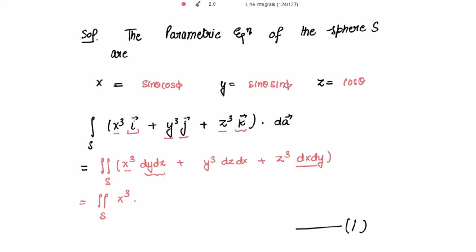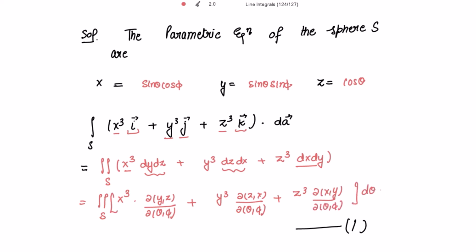By the rule of the change of variables, for the integral we write x cubed into, this is dy dz, so you have to write partial yz divided by partial theta phi, plus y cubed, this is dz dx, so write partial zx divided by partial theta phi, plus z cubed, so writing here partial xy divided by partial theta phi d theta d phi. In case of the unit sphere, the limits of theta are from 0 to pi and the limits for phi are from 0 to 2 pi.